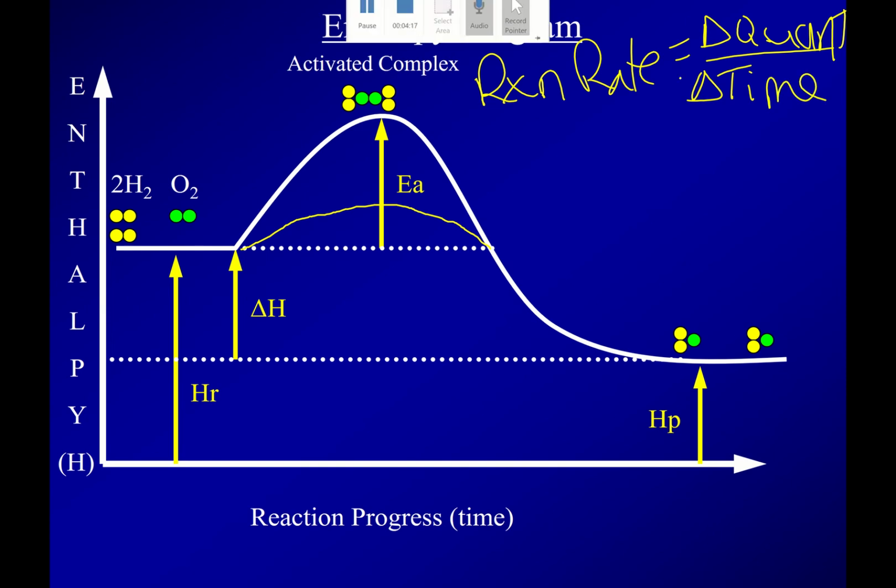So if we get more molecules that are now able to get up and over the speed bump, our change in quantity increases. Therefore, our reaction rate increases as well. So that's why that's the rate determining step. The lower the activation energy, the faster the reaction.